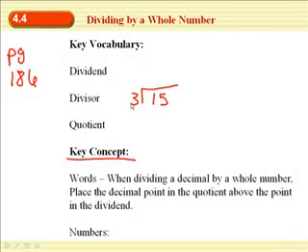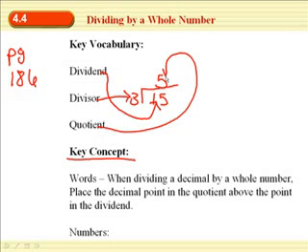15 divided by 3 is 5, and I'm going to tell you which numbers these are. The dividend is the number that's getting split up. It goes under the box. The divisor is what you're dividing by. So the divisor in this problem would be 3, and the quotient is the answer. So the quotient is 5. The quotient is the answer to a division problem. The dividend is the whole number you're dividing, or decimal number, I guess. And the divisor is the number on the outside.